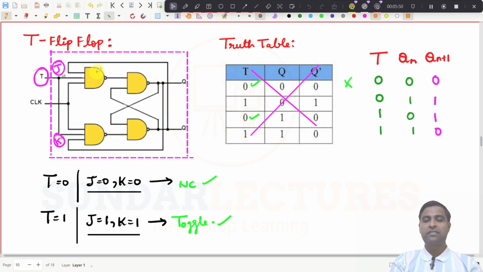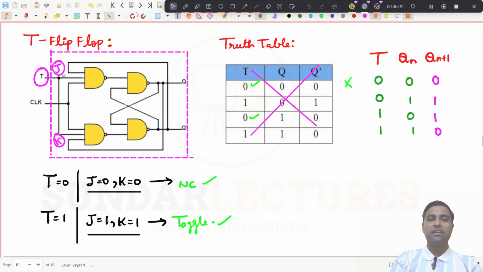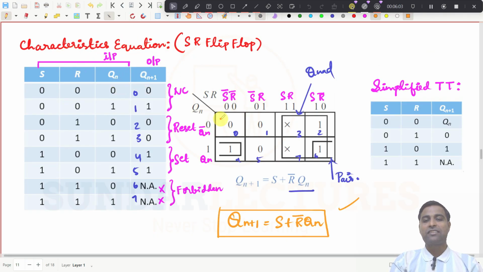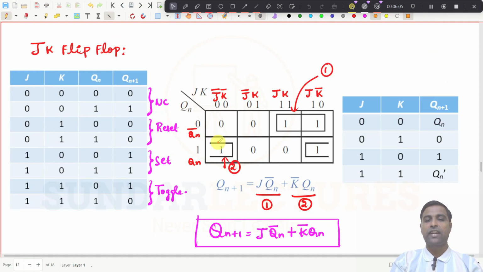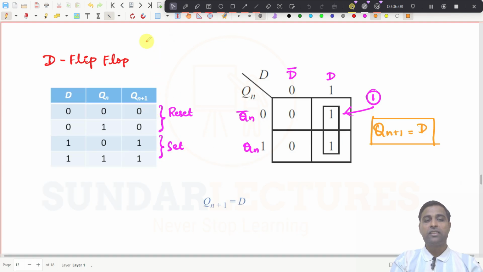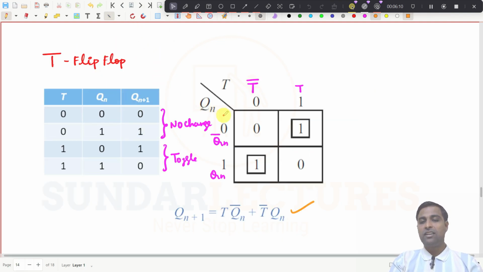So all the 4 states are used in JK flip flop. 3 states are used in the SR flip flop, and the other 2 states, vice versa, will be used in D and T flip flops, right? And we have seen the characteristic equation for all the flip flops. This is for SR flip flop, this is for JK flip flop, this is for D flip flop, and this is for T flip flop.